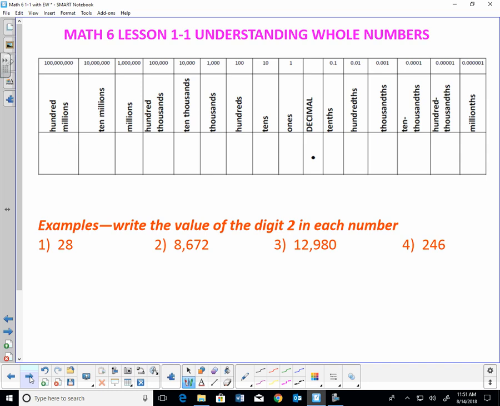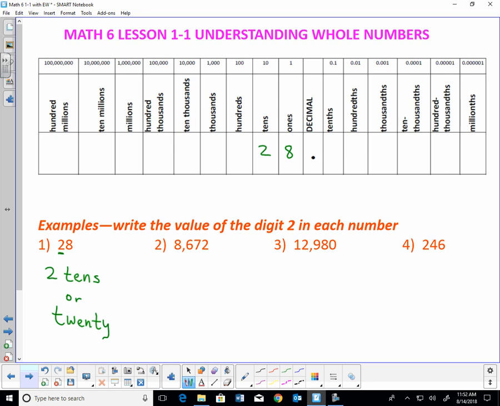For example, it says write the value of the digit 2 in each number. So if we look, we have a 2 here. If I wanted to place it in my place value chart, there are no decimal points, so the 8 would go in the ones place, the 2 would go in the tens place. So the value of the 2 is 2 tens, or it is 20, because 2 tens does indeed equal 20.